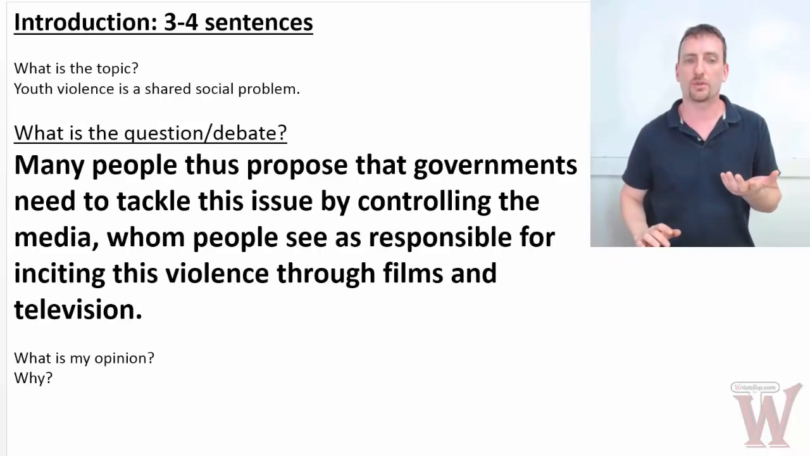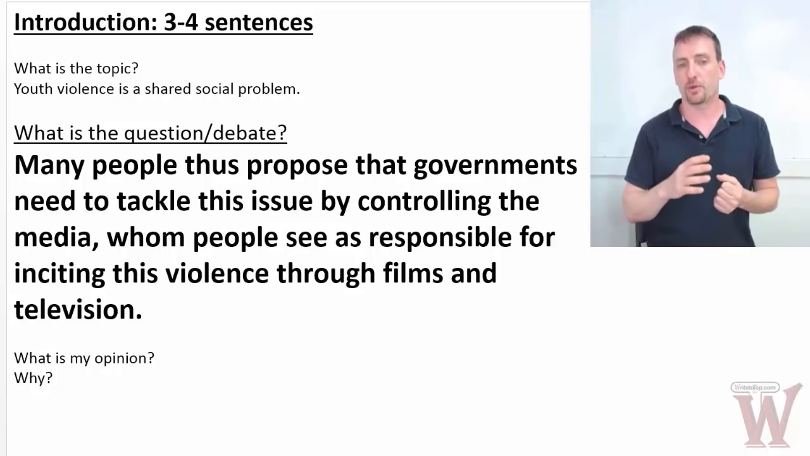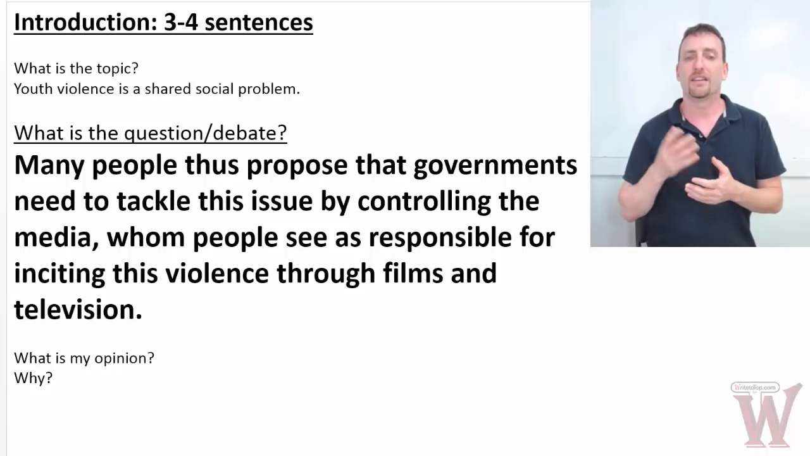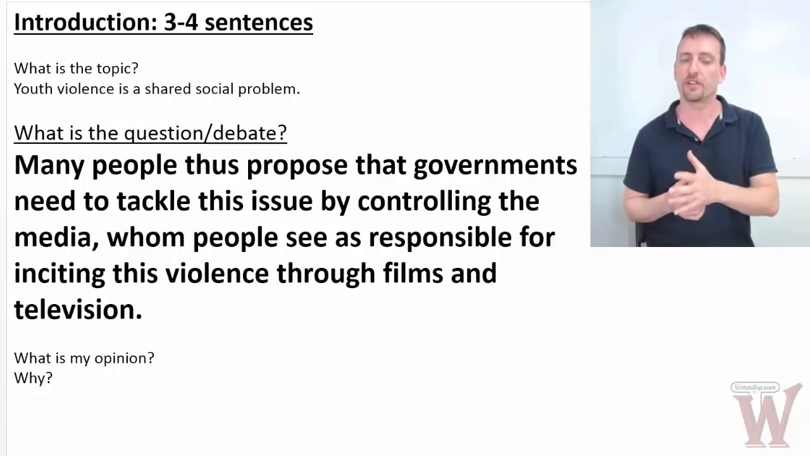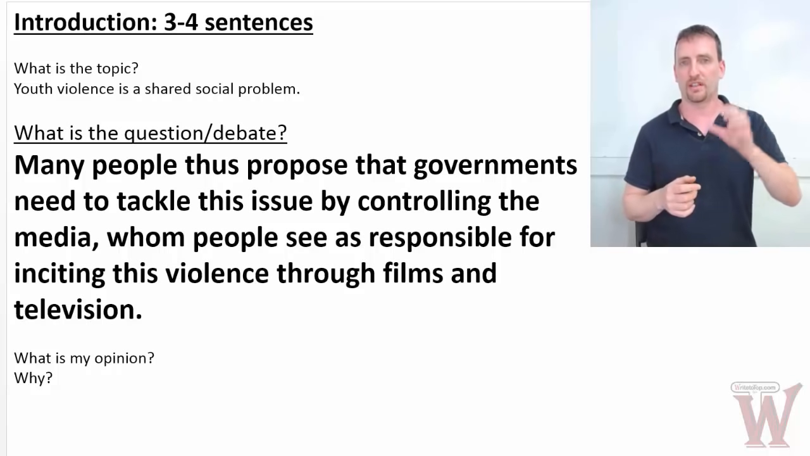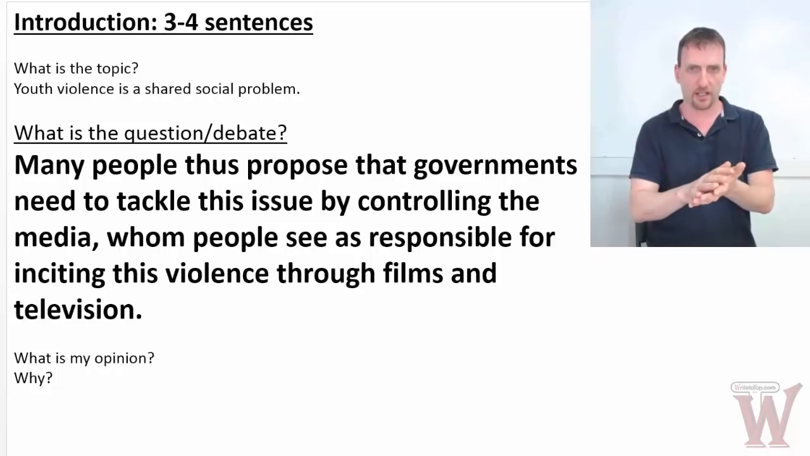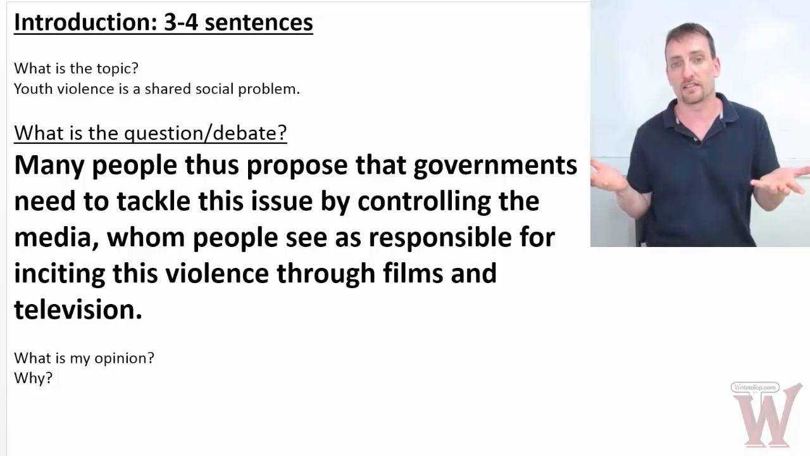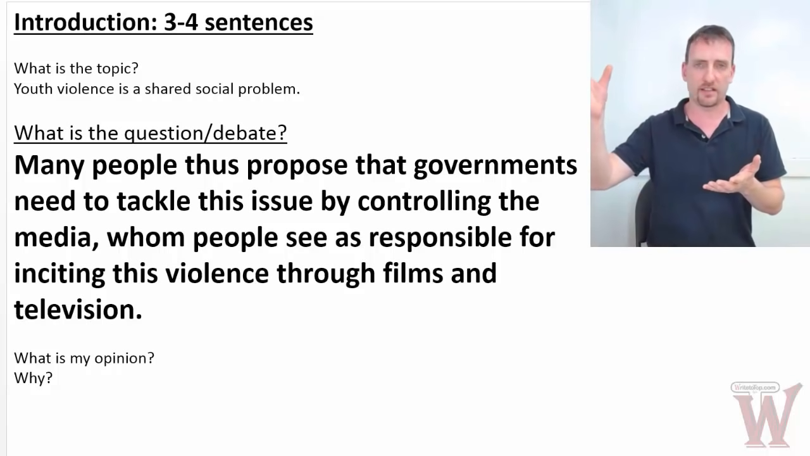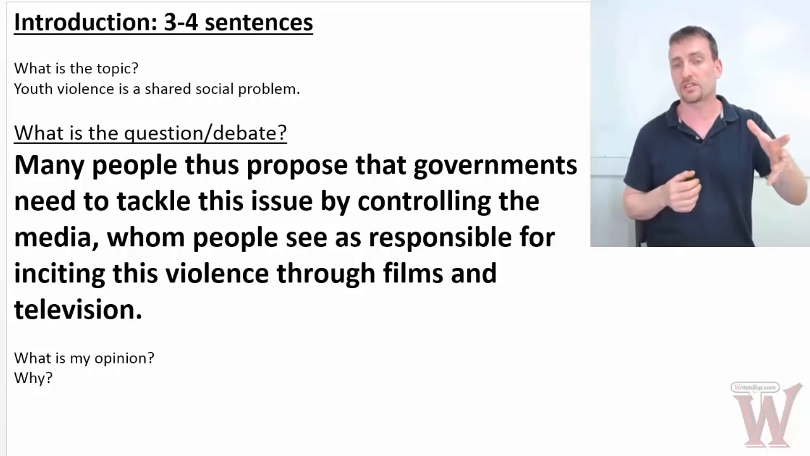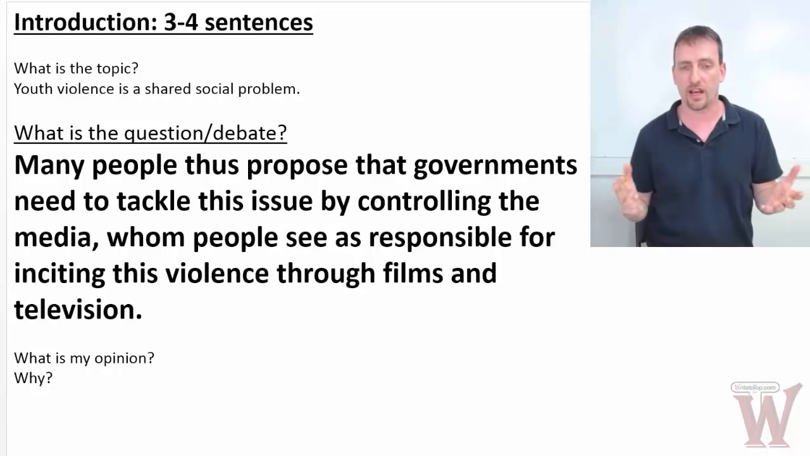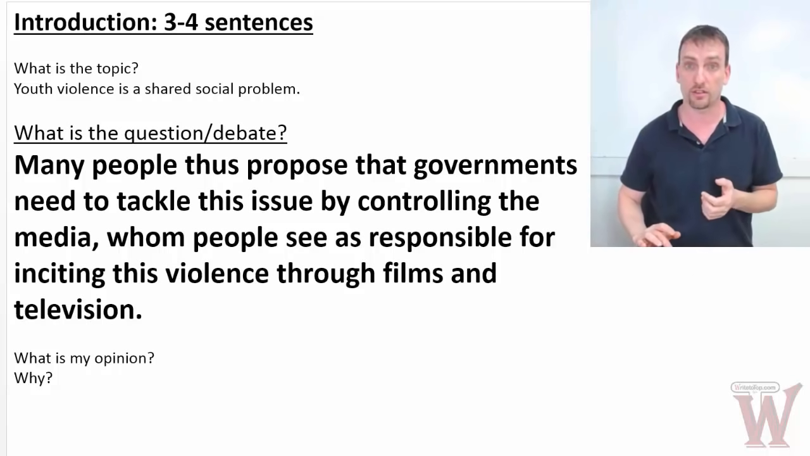Okay? Next, what is the actual question? Many people thus propose, they suggest, that governments need to tackle this issue, fight or deal with this issue, by controlling the media, whom people see as responsible for inciting this violence through films and television. So, many people think that the government should control the media because people think that it's because of the media that there is violence in society. Okay? Kids see things on TV, or youth, kids, same thing, see things on TV, they see things in films, they see violence, and then they go act out that violence. So we should control that, or governments should control that.